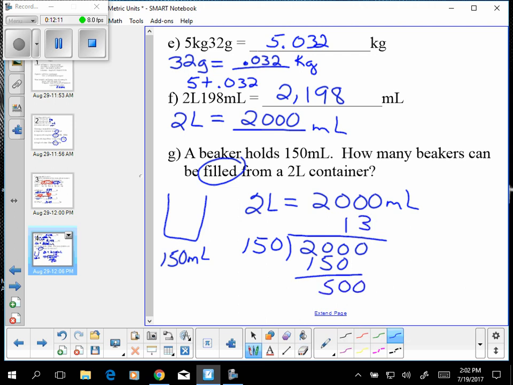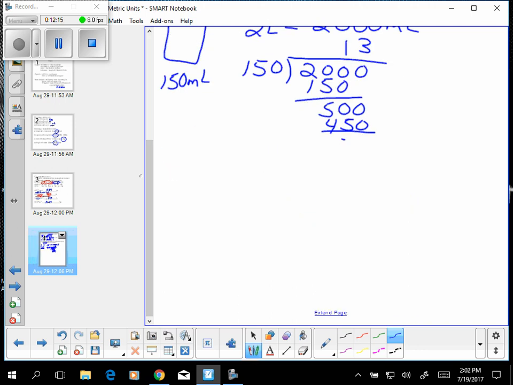And that will go 3 times, which is 450, and I have 50 milliliters left over. Now they're really only asking me for what I can fill, so I'm going to stop there and just write 13 beakers. And that concludes lesson 1-4.